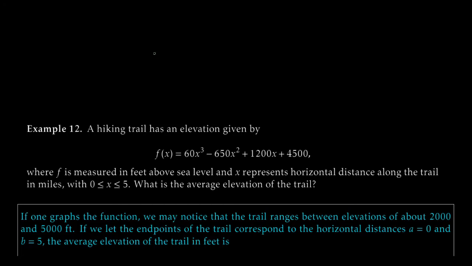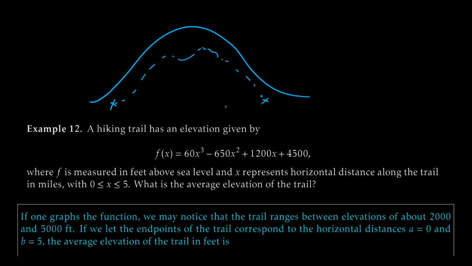Here's how. So suppose we have a hiking trail that has an elevation given by something like f of x is 60x to the third minus 650x squared plus 1200x plus 4500. So the gist of it is that we got some kind of mountain and we got a little trail up on it or something. I don't know, I'm not drawing this trail very well. You start here, you end here, and we're looking at the height. So this is the height, and here x represents the horizontal distance along the trail.